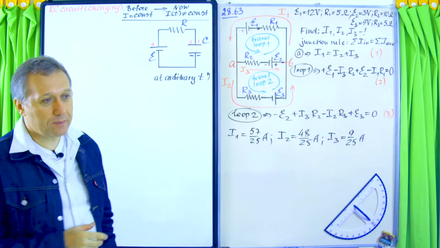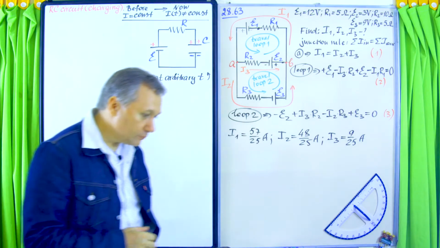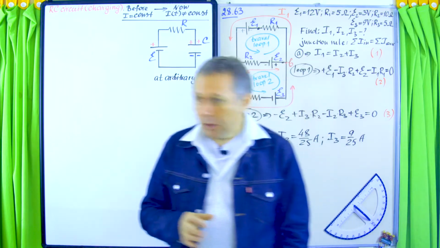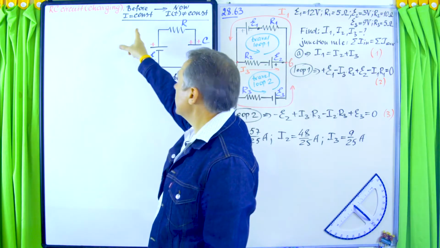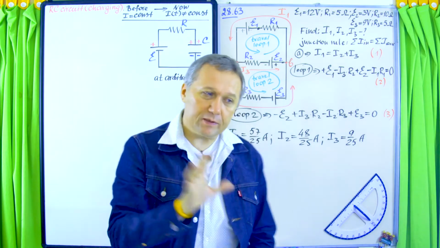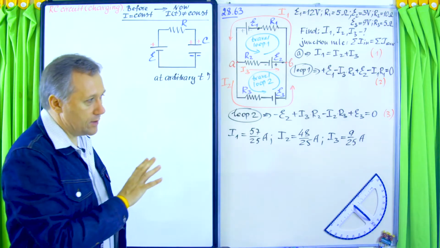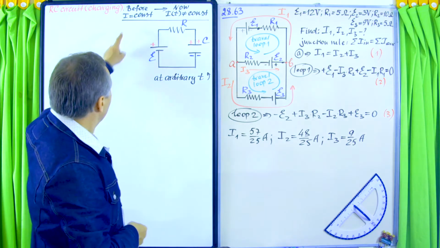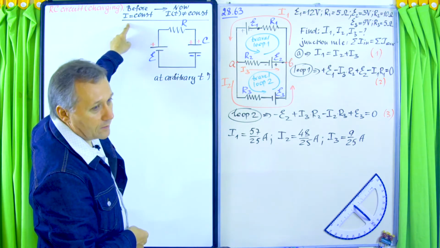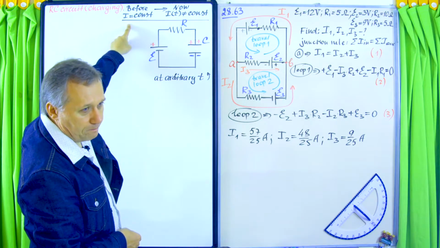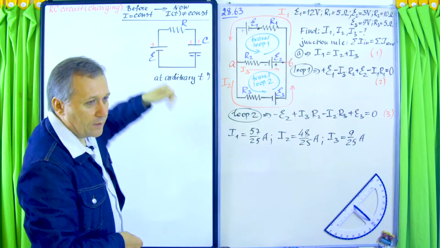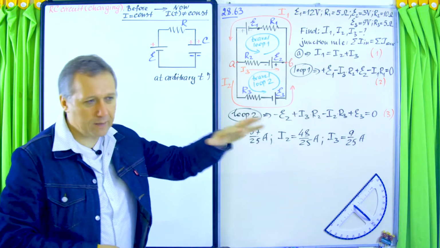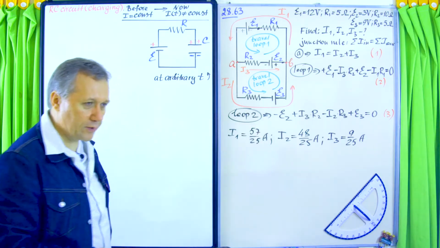We're going to discuss RC circuits. What is so special about them? In all the circuits we've been discussing for the last week, currents were constant all the time. It doesn't matter at which moment of time you look, current is going to be the same. 5 amps all the time.